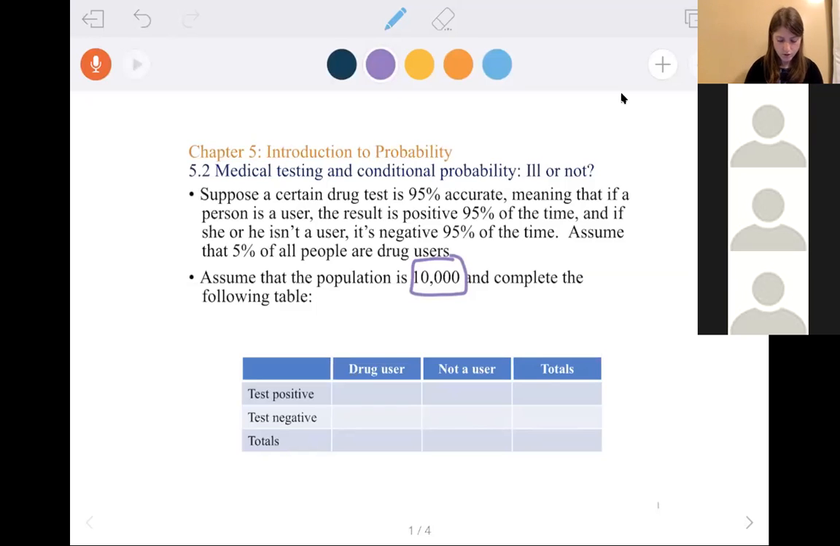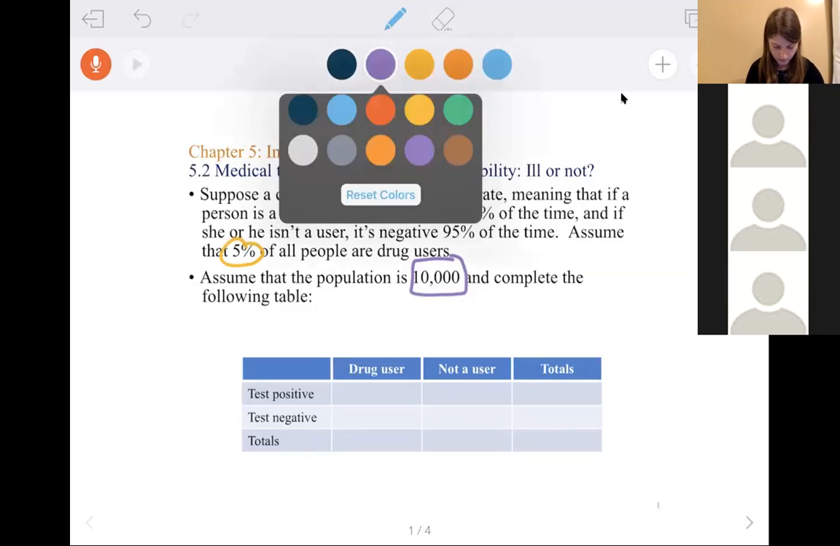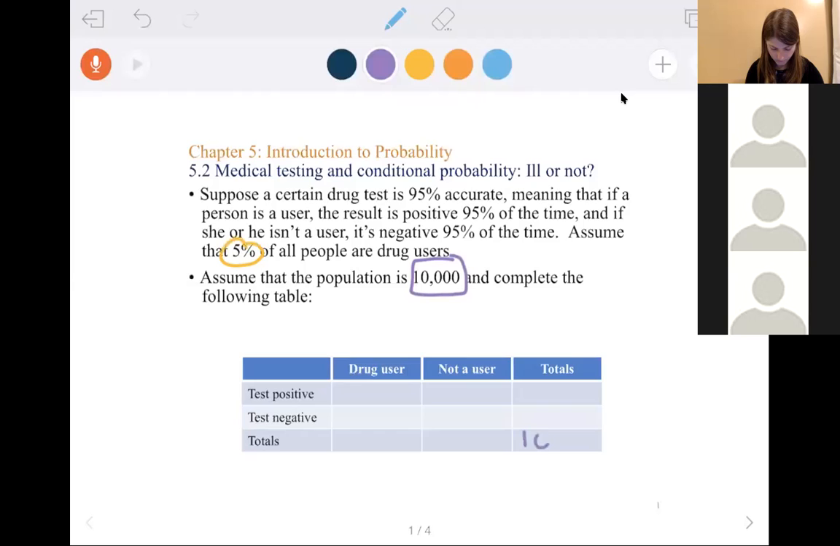So the first thing you should do is focus on your prevalence and your total. Now, for this one, your grand total, your 10,000, is what I always do first.